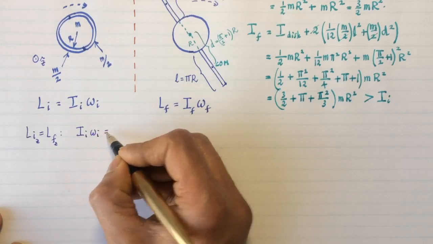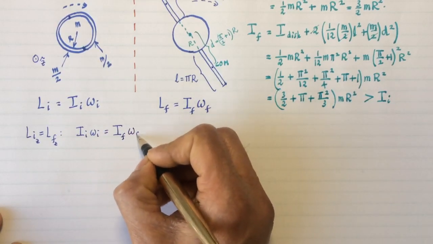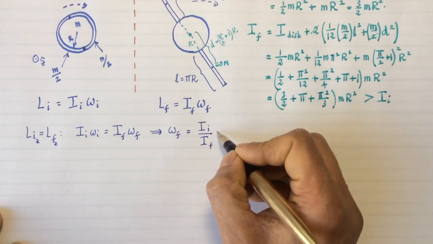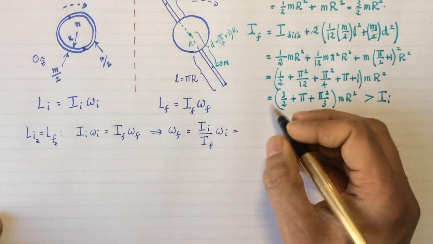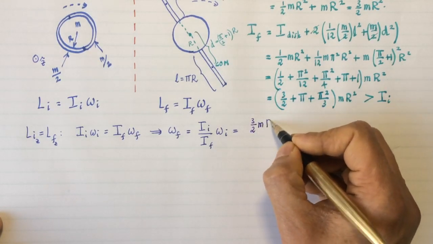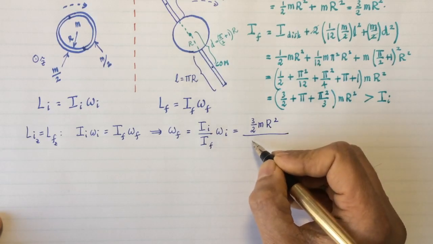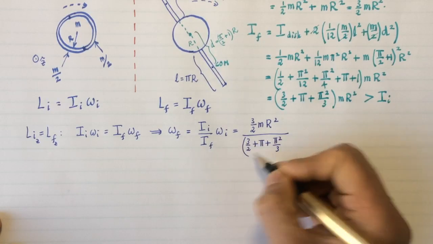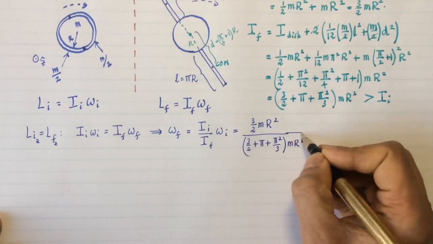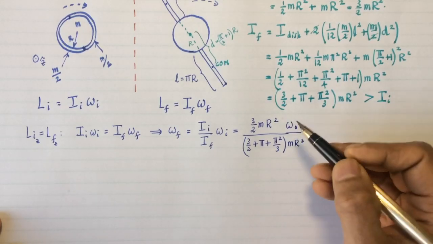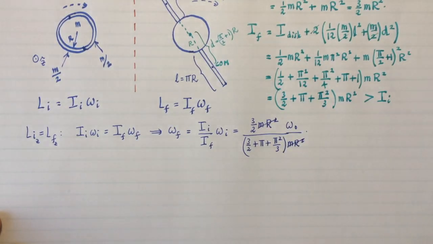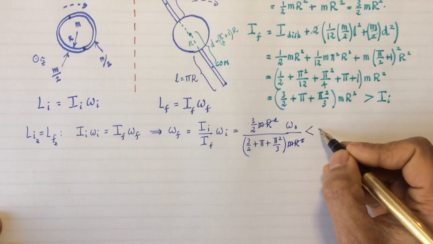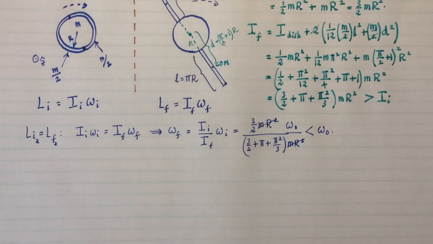So that gives me I_i omega_i equals I_f omega_f, and I can calculate omega_f. Now let's substitute these values here. That gives me 3/2 mr squared divided by something bigger, 3/2 plus pi squared over 3, mr squared, times the initial angular velocity. So the mr squareds can cancel out. And again, like I said, all this demonstrates is that it's moving slower at the end.